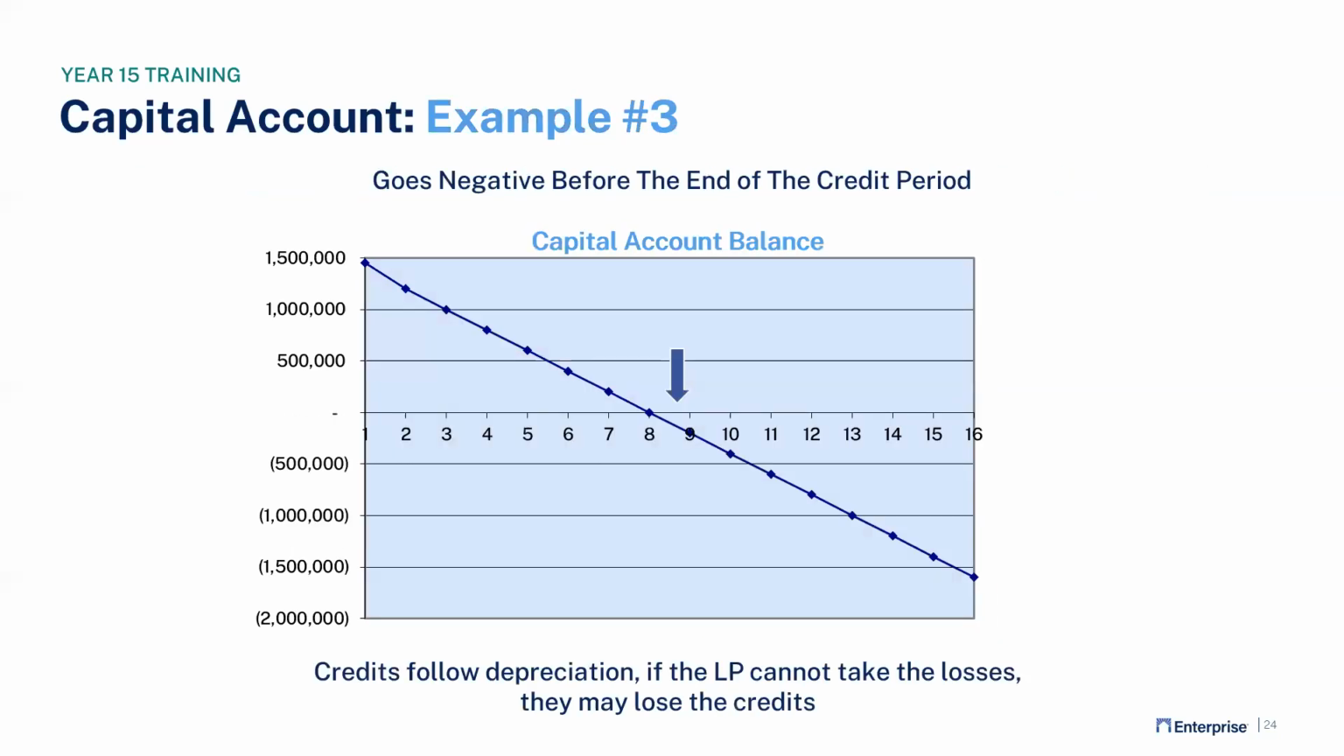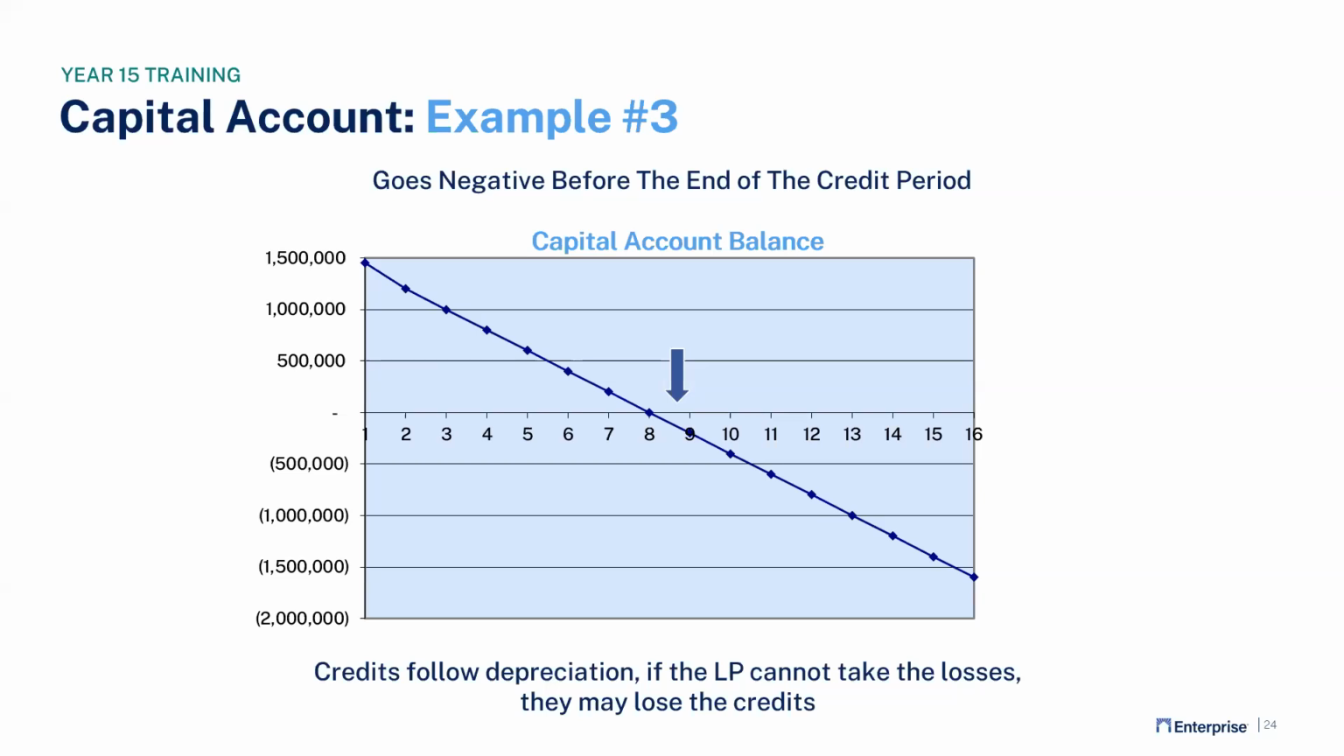Next slide. This is the last example here, where the limited partner's capital account balance goes negative in what looks like year 9. And as we know, the tax credits are delivered over anywhere from 10 to 12 years, unless for whatever reason, we're taking them over the 15-year period. But typically, we deliver credits over 10 to 12 years. And in this case, the capital account balance goes negative in year 9. And this is a problem.